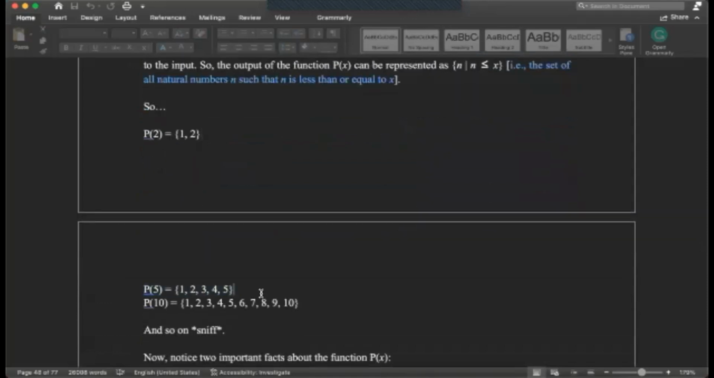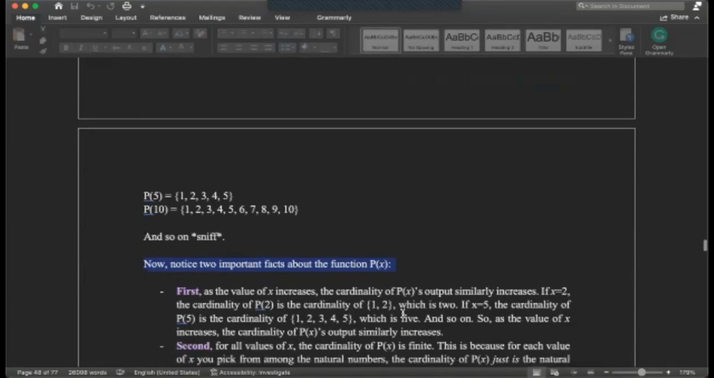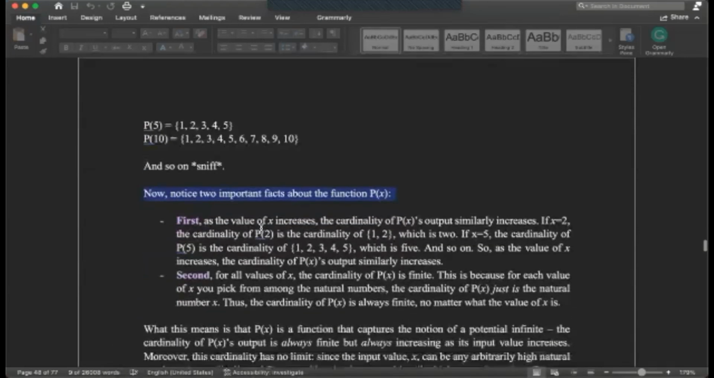P of 5 is going to be the set containing 1, 2, 3, 4, 5. P of 10 is going to be the set containing 1, 2, 3, 4, 5, 6, 7, 8, 9, 10, and so on. Now, notice two important facts about the function P of x. First, as the value of x increases, the cardinality of P of x's output similarly increases, right?